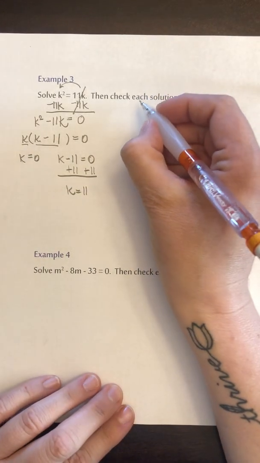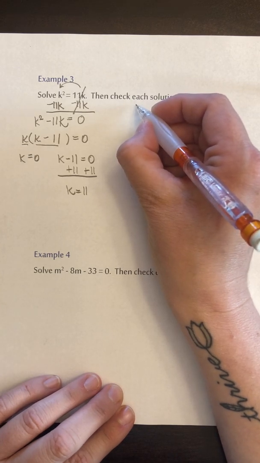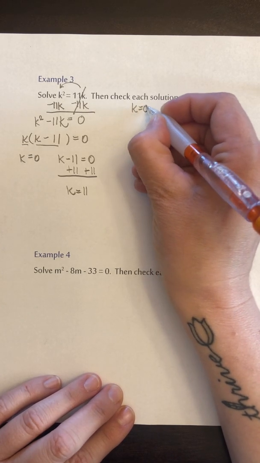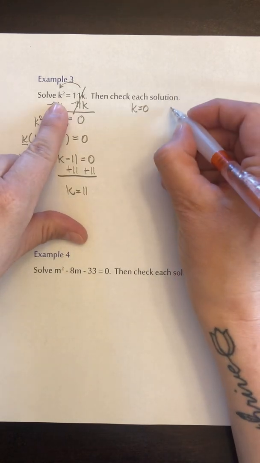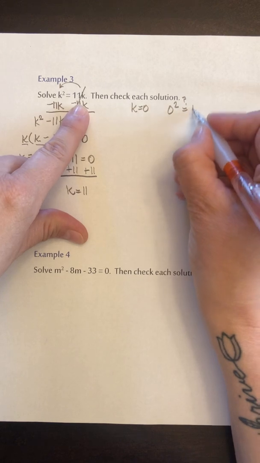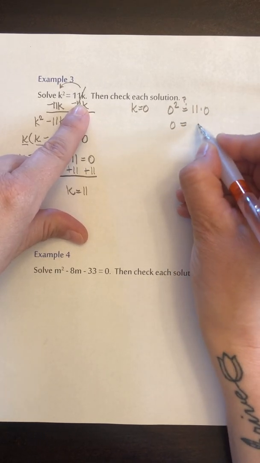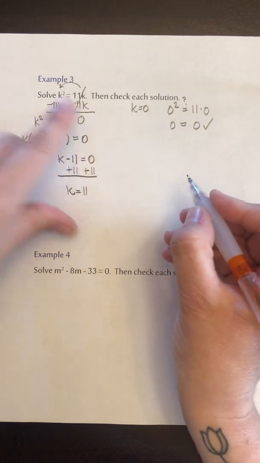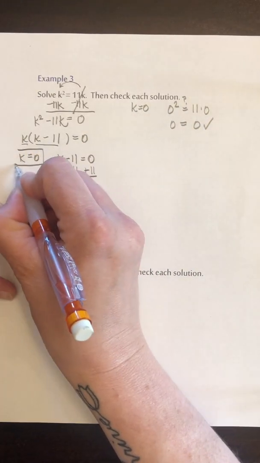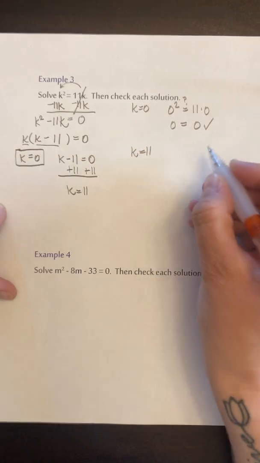So now comes the part where we're going to check our solution. Again, I'm going to go to the original problem. I'm going to start with k equaling 0. So my original problem, I'm going to have 0 squared. Does it equal 11 times 0? 0 squared is 0. 11 times 0 is 0. Yeah, absolutely. That is a solution. It works.